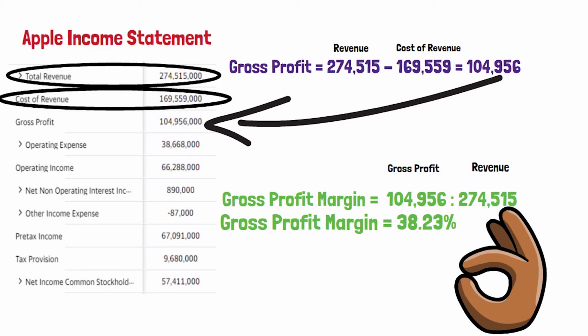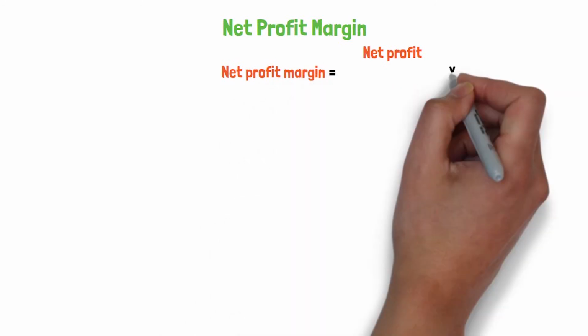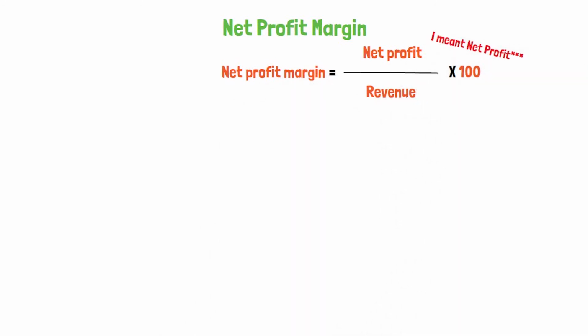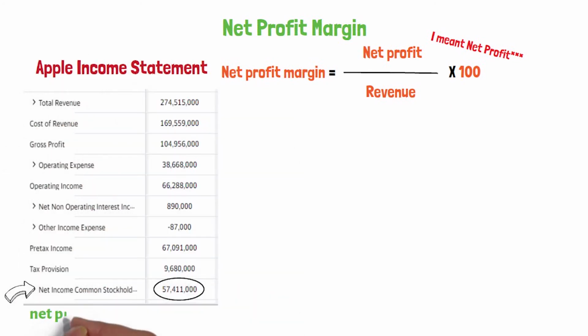Now that we know how to calculate the gross profit margin, let's calculate the net profit and the net profit margin. We can calculate the net profit margin by dividing the net profit of the company by its revenue. Again, we multiply the number by 100 to find out the percentage. In the case of Apple, we look at the income statement and we find the net profit, which is always at the bottom, and it's 57 billion. Net income and net profit are synonyms.